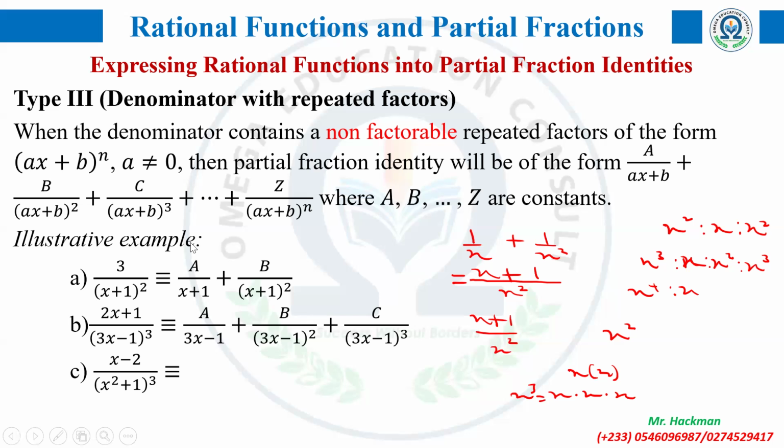In actual fact, it should have been examples. So I will edit it because I have more than one. If I have 3 over x plus 1 squared, you can see that this is a linear factor and it's repeated. Am I right? Okay, so once it's repeated, the power of your linear factor here is 2.